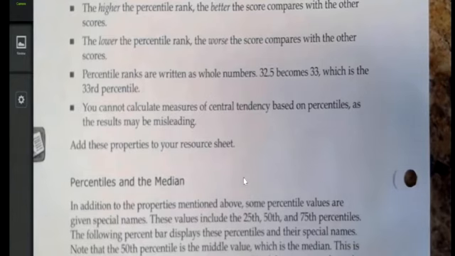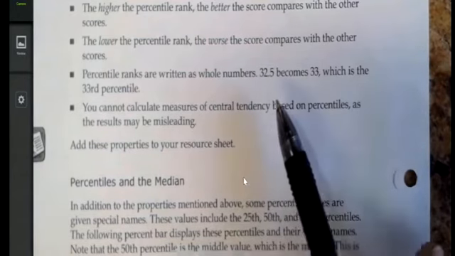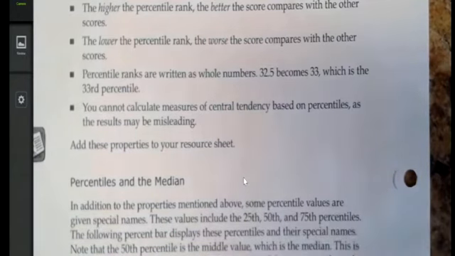Percentile ranks are written as whole numbers. 32.5 becomes 33, which is the 33rd percentile. You round them off. You don't have decimals.